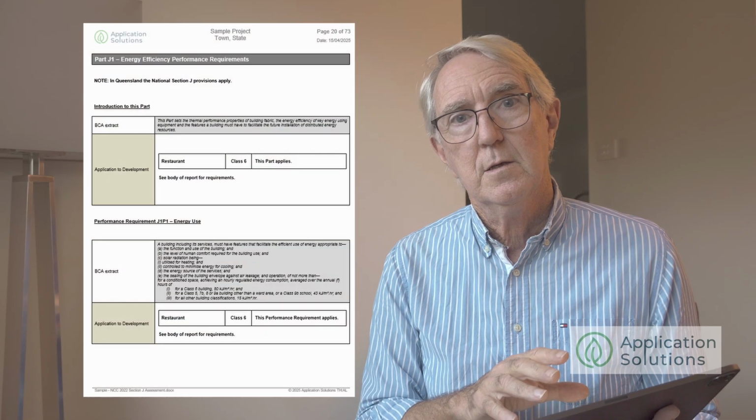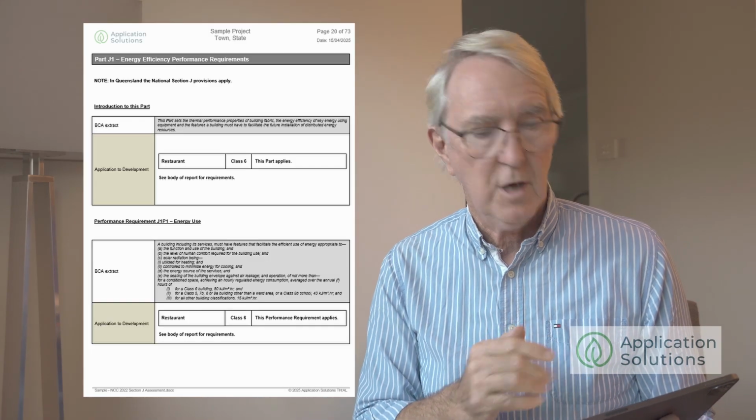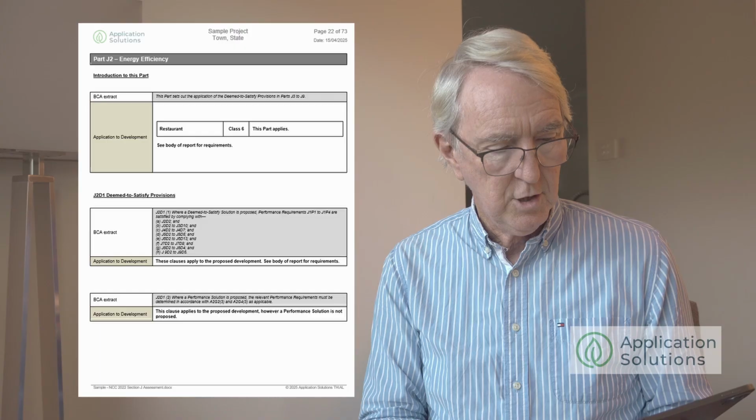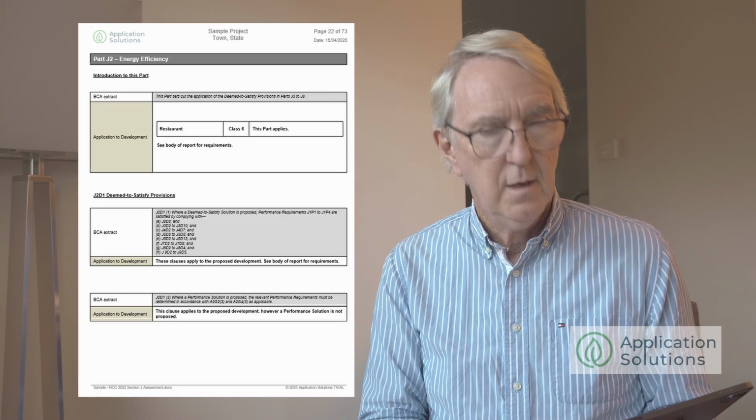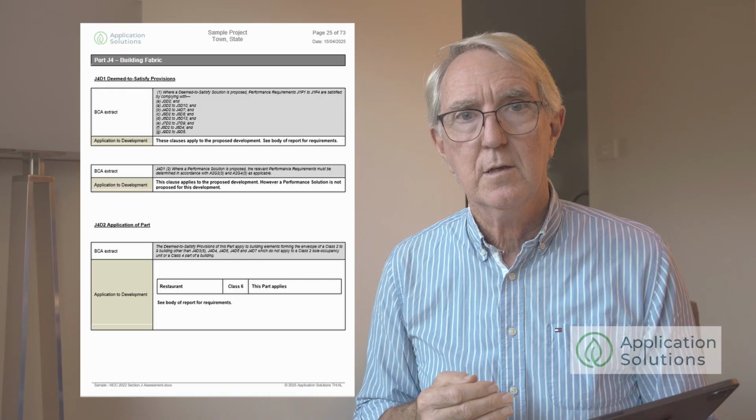What follows here is the compliance pathway. So we've recorded our response or a statement against each item under J1, J2 and J3. And then we reach J4, which is the beginning of the actual assessment. J4 is the fabric section.